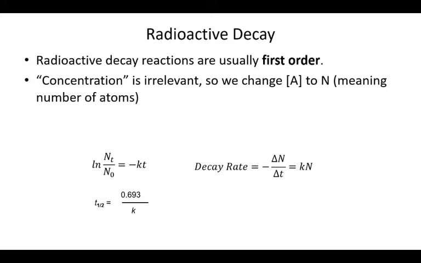Another good example of reactions that are first order are radioactive decay reactions. And we often report the radioactivity of a particular isotope using its half-life. So about how long does it take for half of whatever you start with to decay? And since these reactions are usually first order, they follow the first order integrated rate law and therefore the first order half-life formula. But concentration is a little bit irrelevant in this case. So you'll see that when we're talking about radioactive decay, we often substitute concentration molarity to just N, which means number of atoms. So look out for that in your practice problems.